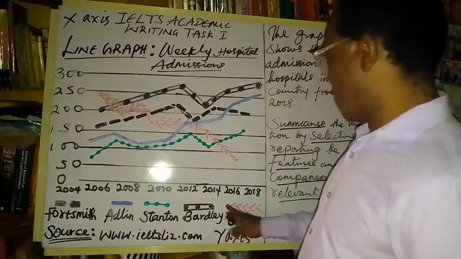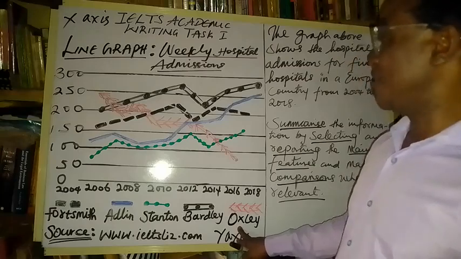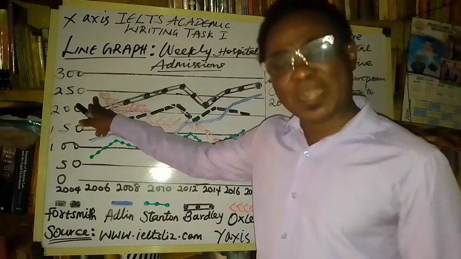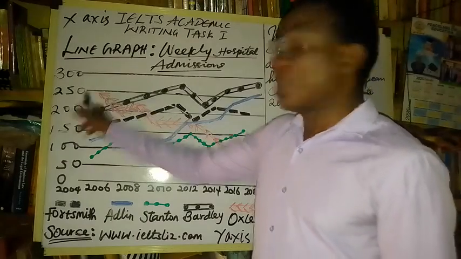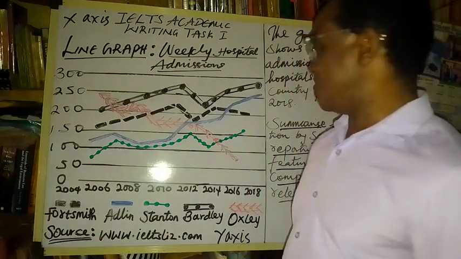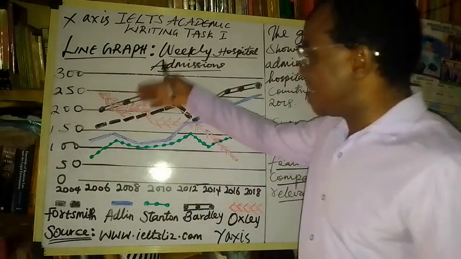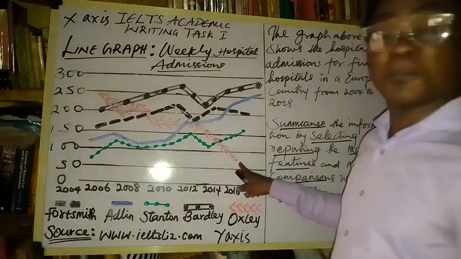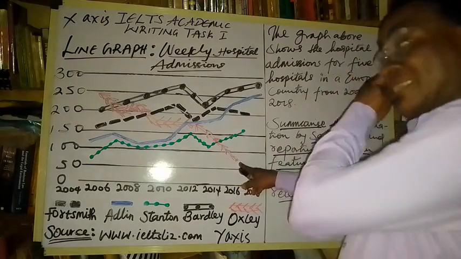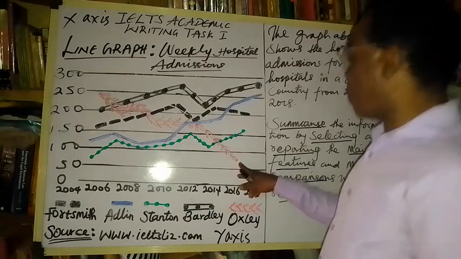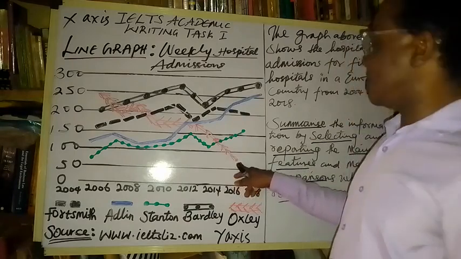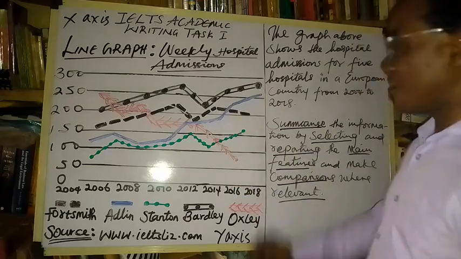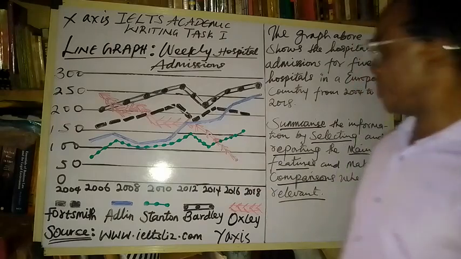And then we take a look at Oxley Hospital, which started impressively at just below 250 patients, but couldn't go beyond that. Instead, the admission began to plummet. It began to plummet. And as the survey period is coming to an end, it had fallen below 100 and had the tendency to fall even further beyond the end of the survey.